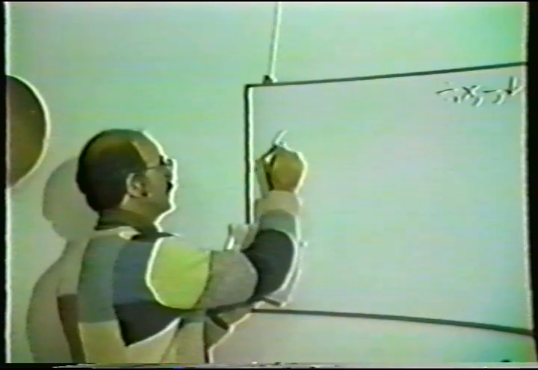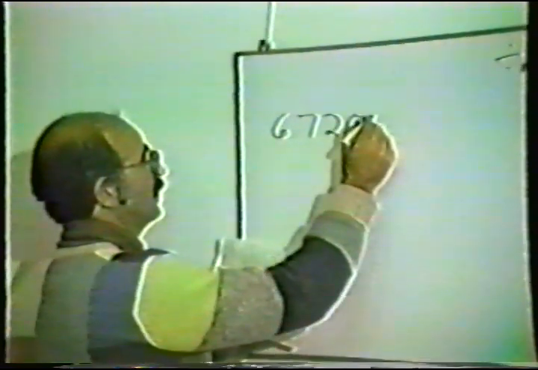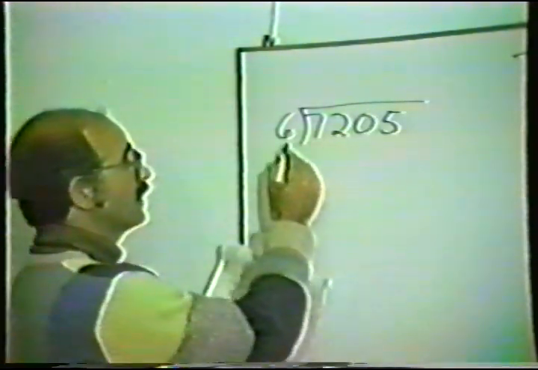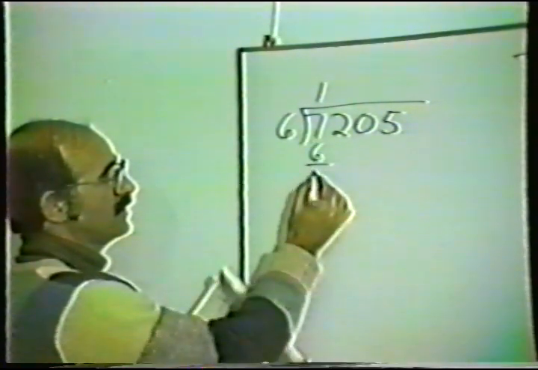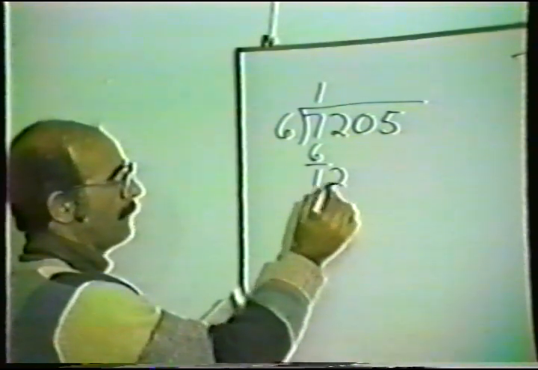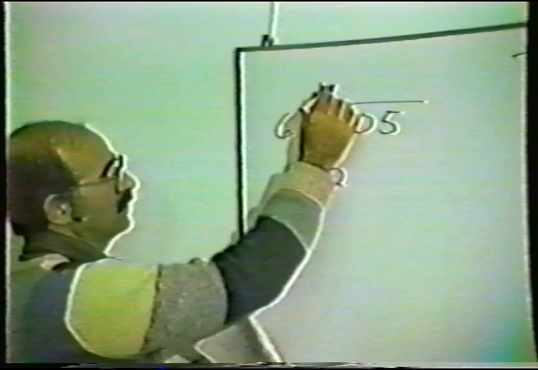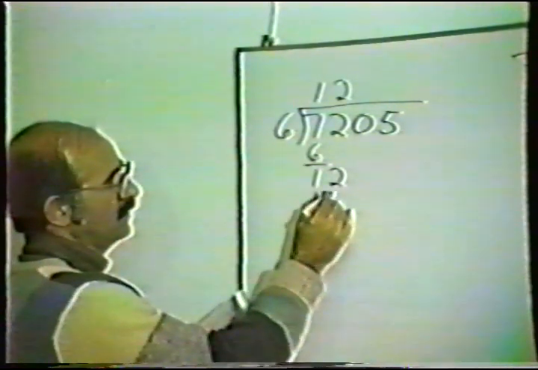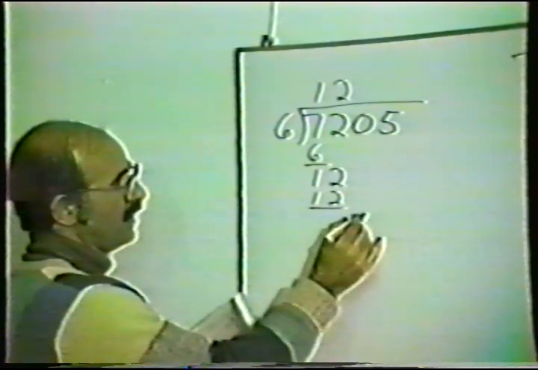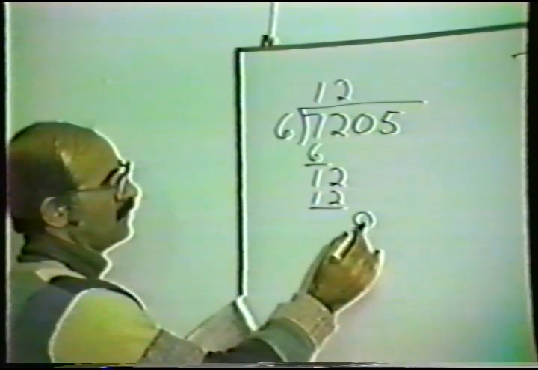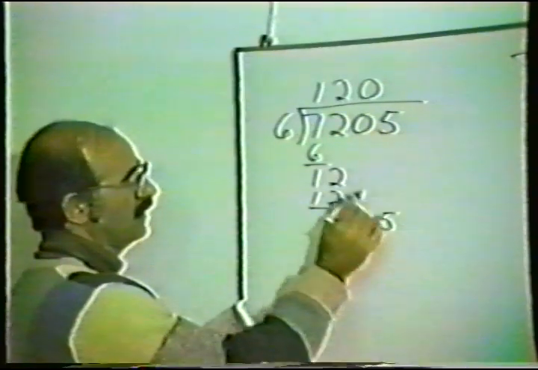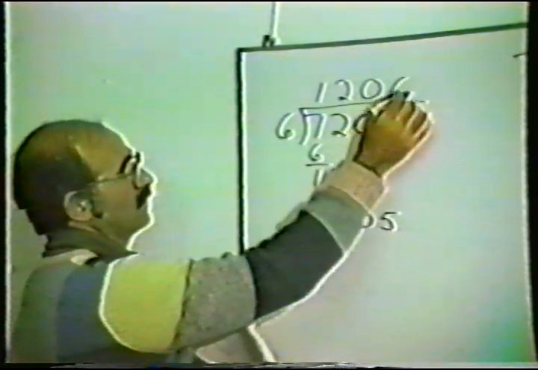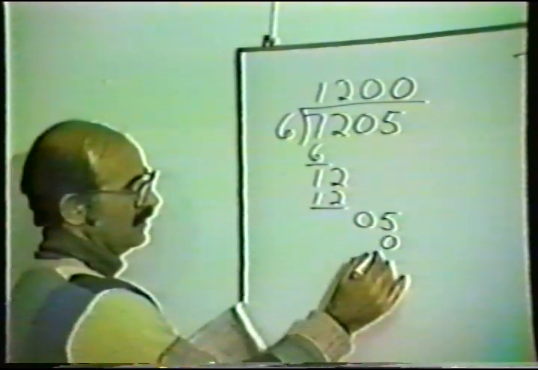Okay, here comes our final exam. 3 questions. First one, 6 into 7,205. 6 into 7 goes 1. 1 times 6 is 6. 7 take away 6 is 1. Bring down the 2. 6 into 12 goes 2. 2 times 6 is 12. Subtract, get 0. Bring down the 0. 6 into 0 goes 0. Put up the 0 and bring down the next number. 6 into 5 goes 0. 0 times 6 is 0. Subtract, get 5.